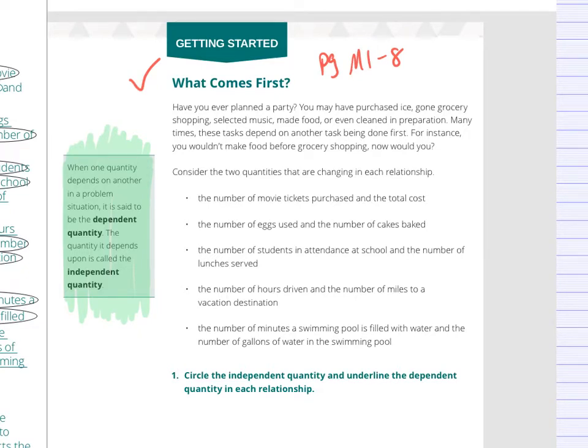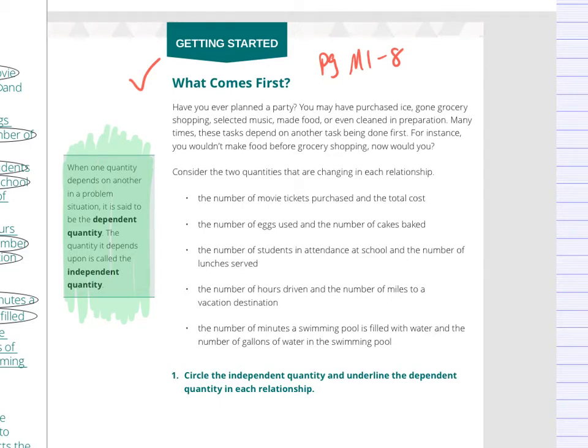The quantity that it depends upon is called the independent. So theoretically, whichever one should come first is going to be our independent. Whatever comes second is going to be our dependent. For instance, if you're going to buy food for a party, you need to know the number of people who are coming. You need to know the number first, then you buy the food. Okay, so we're going to walk through these 5 examples real quick.